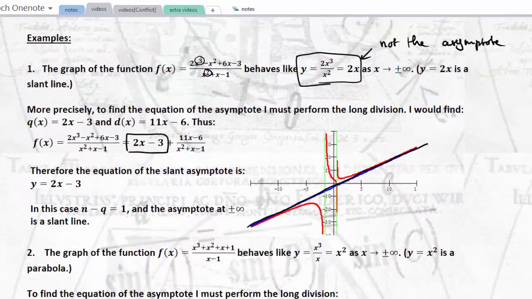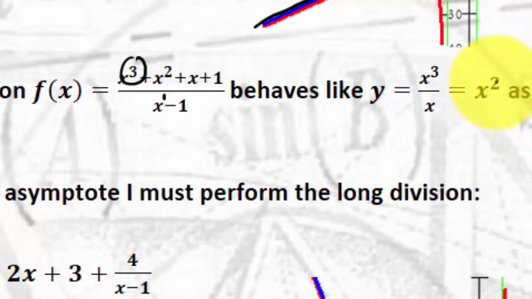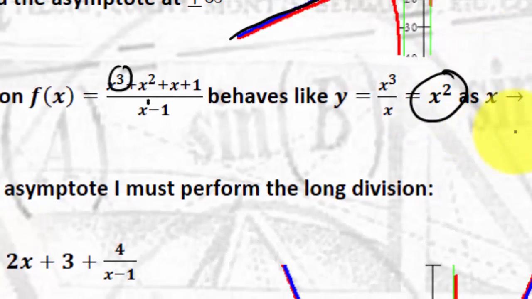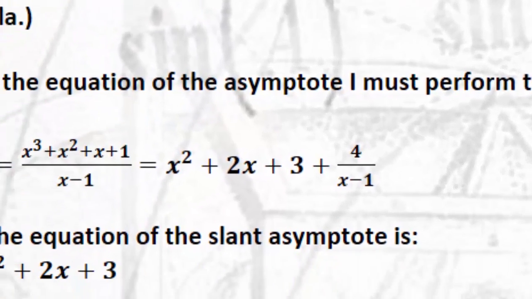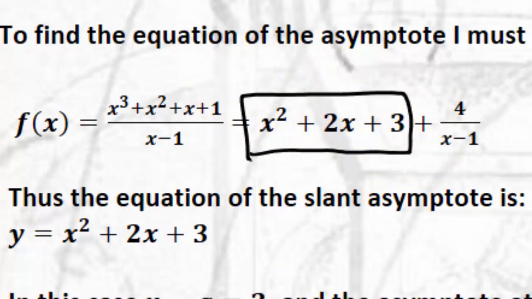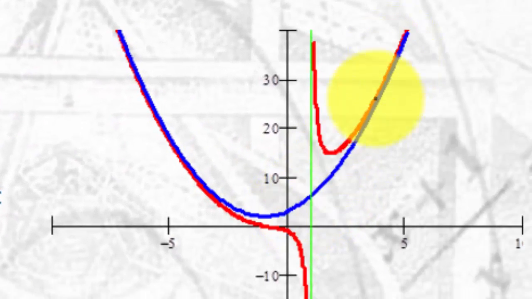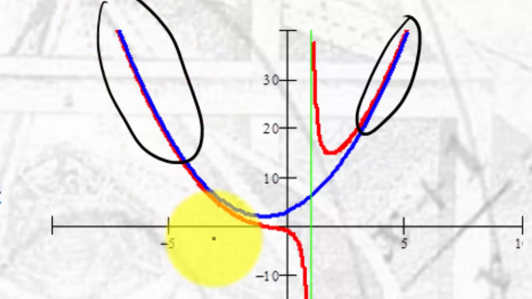Now, in the second example here, I'm taking a difference of degree of 2, right? This is a degree 3 and this is degree 1, so the difference is 2. Therefore, the asymptote will behave like x squared. If you do the long division, you're going to find the equation of the asymptote, x squared plus 2x plus 3, and you can see that the blue graph is indeed asymptote to the red.